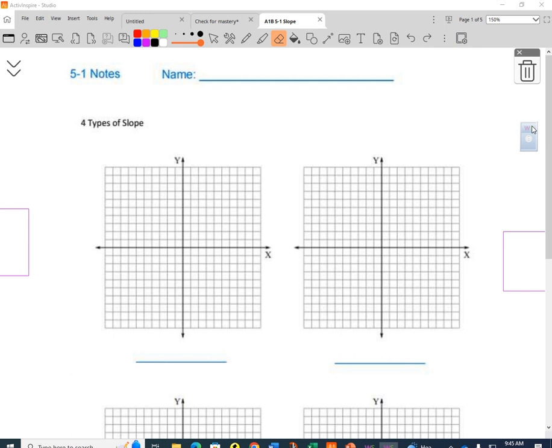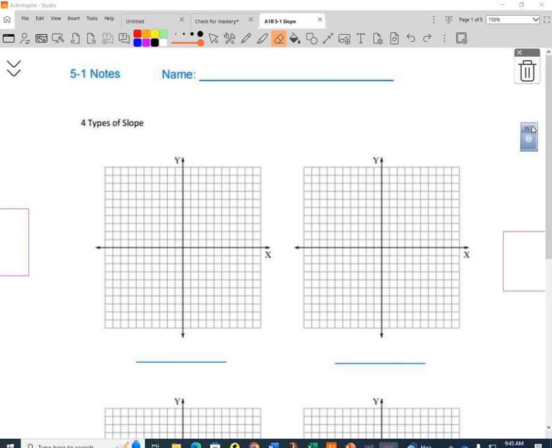Xavier? I'm sorry, Ryan? No. You think you heard that from me? Danielle? Y doesn't intercept. That is slope-intercept form. Cole?